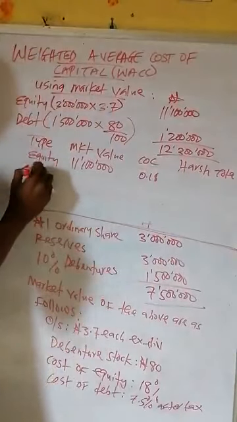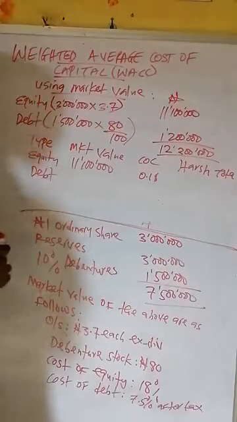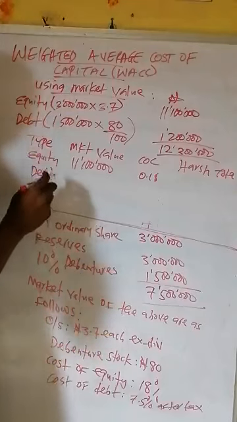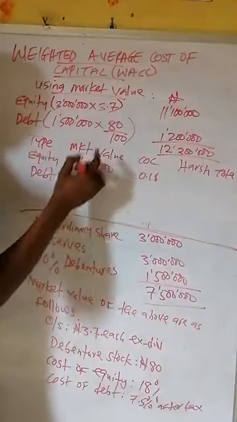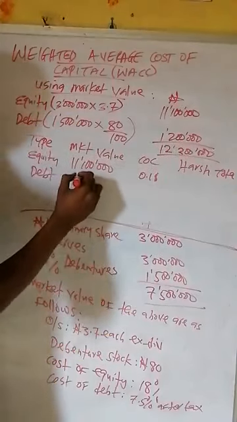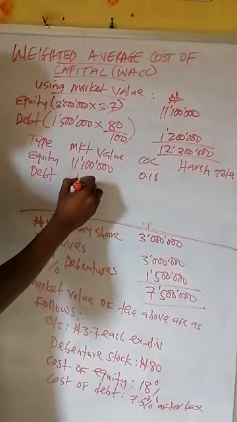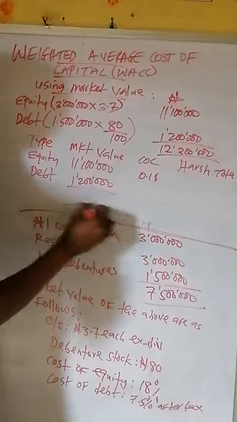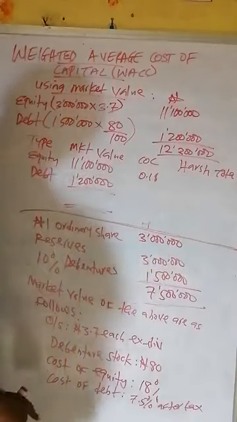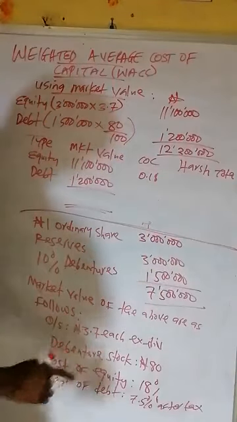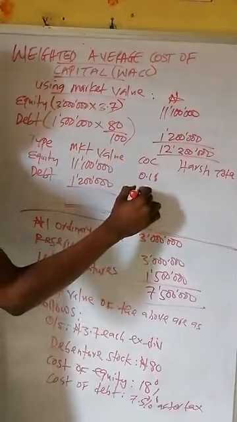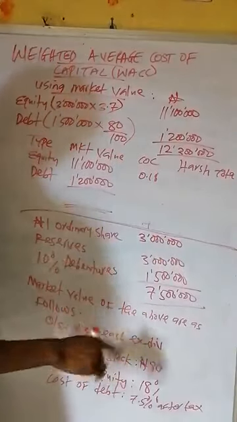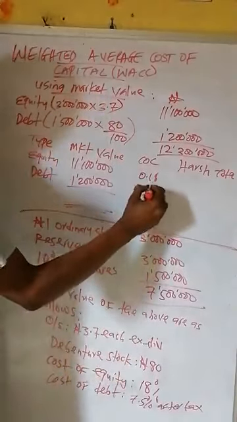So for debt, the venture means debt. So your debt, what do we have there? What is the market value of debt? That is 1,200,000. So what is the cost of capital given to us for cost of debt after tax? That is 7.5%. That is 0.075.